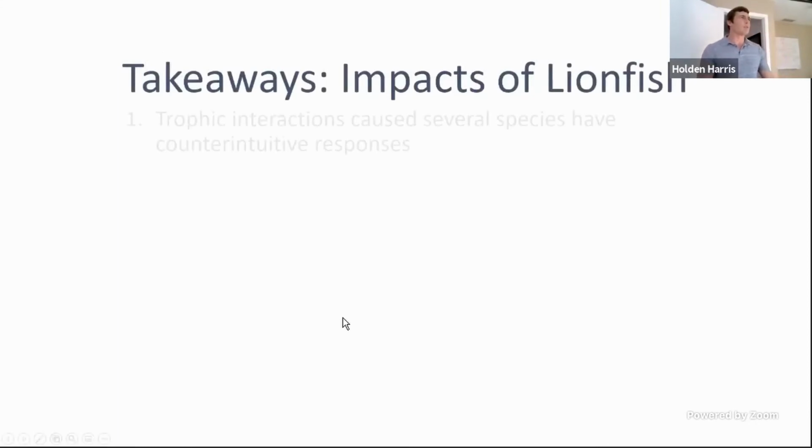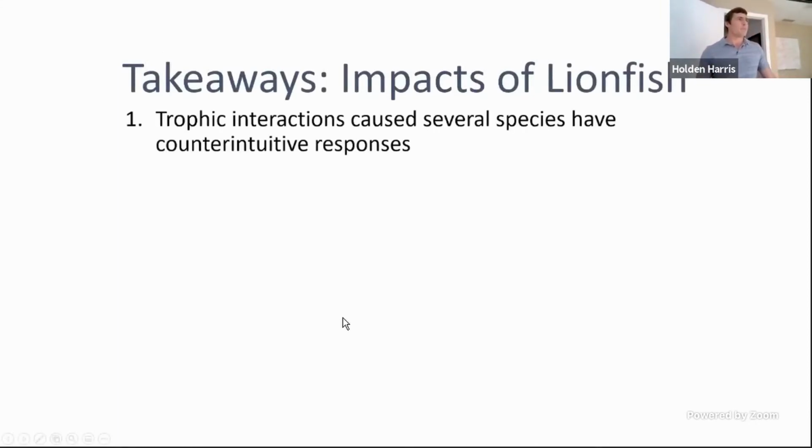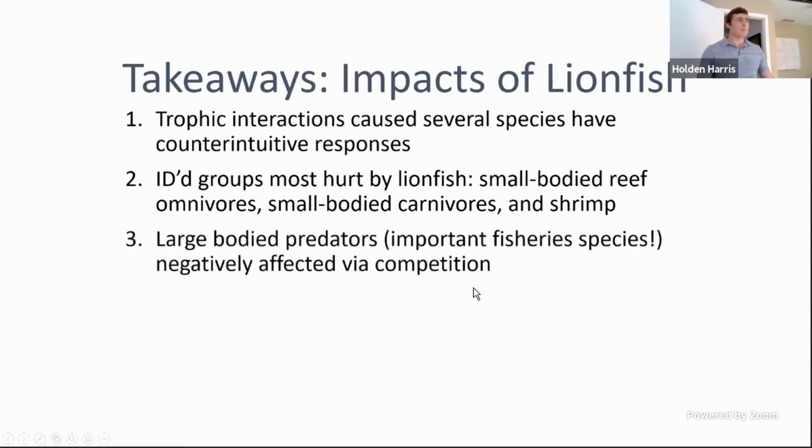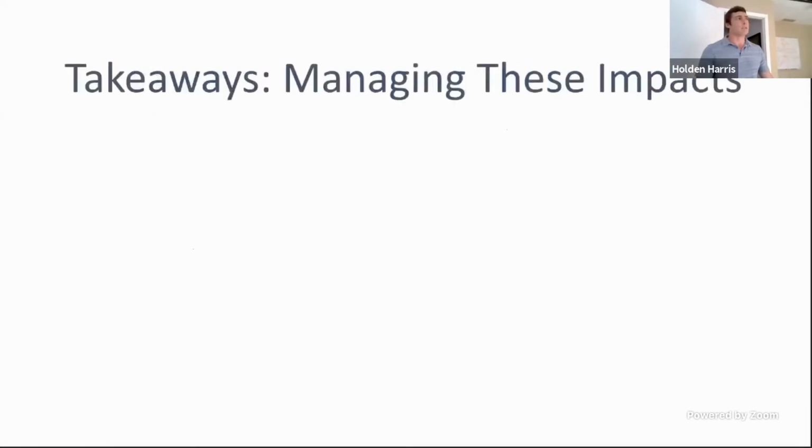So just a couple of key takeaways. We found that some of the trophic interactions caused counterintuitive responses, which was really interesting. We were able to identify the groups that were most hurt by the lionfish invasion, mainly their prey species, but we also saw that the large-bodied predators in the area, which are very important species in terms of Florida's economy and management, were also significantly hurt by lionfish due to trophic interactions and competition.